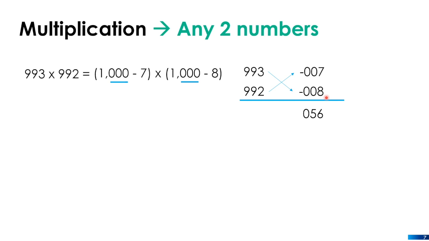7 times 8 is 56. But I put it as 056 because I have to keep it as a three-digit number. 993 minus 8 and 992 minus 7 gives me 985. So the answer becomes 985056.